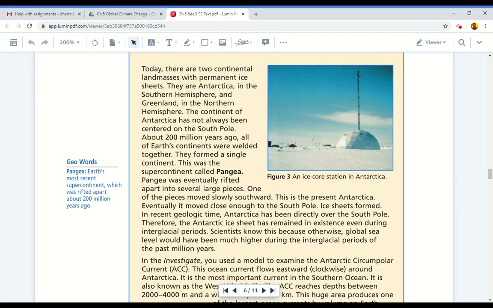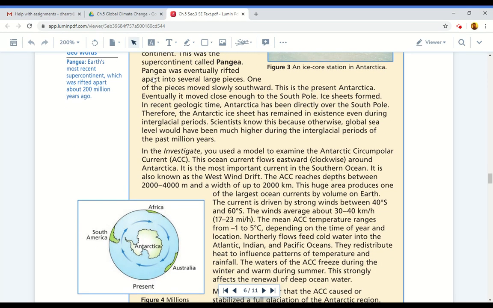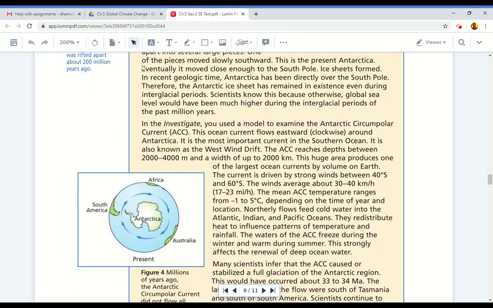The continent of Antarctica has not always been centered on the South Pole. About 200 million years ago, all of Earth's continents were welded together. They formed a single continent. This was the supercontinent called Pangaea. Pangaea was eventually rifted apart into several large pieces. One of the pieces moved slowly southward. This is the present Antarctica.